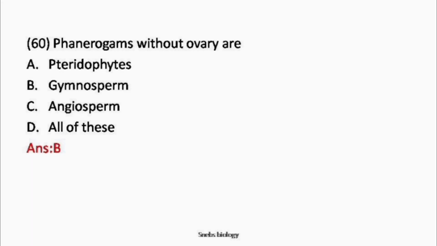Next, phanerogams without ovary are option A pteridophyte, option B gymnosperm, option C angiosperm, and option D all of these. So phanerogams are plants with seeds. Gymnosperms have naked seeds, so their seeds or ovules are not covered with fruit or ovary, so they don't have ovary. So the correct answer is gymnosperm.